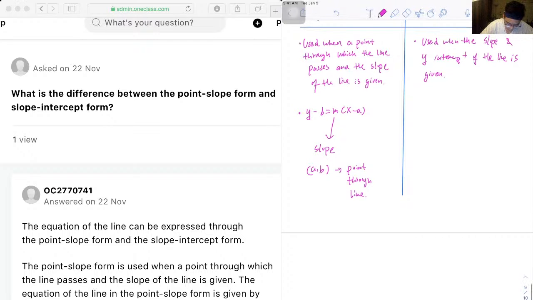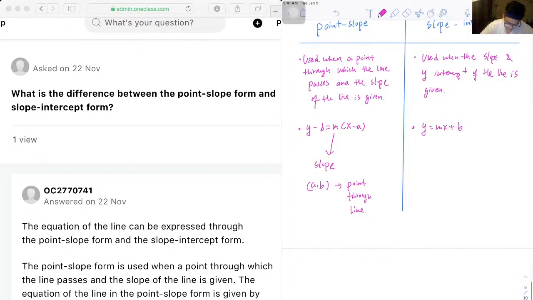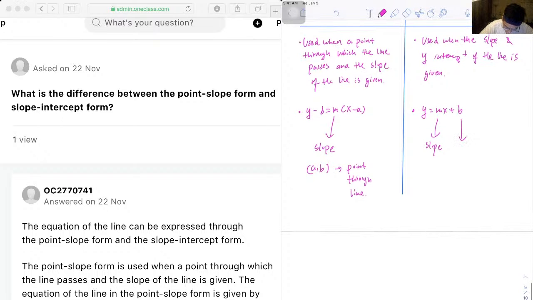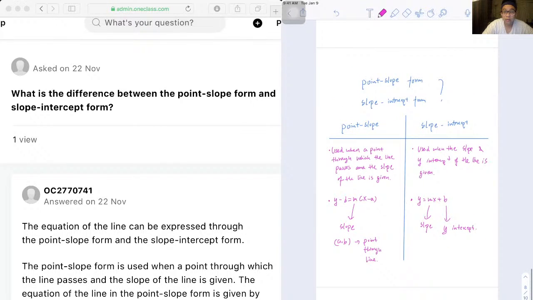Okay, and in terms of representing slope intercept form, we have y is equal to mx plus b, where still m is the slope and b is its y-intercept. Yeah. So that's all we got for this question.